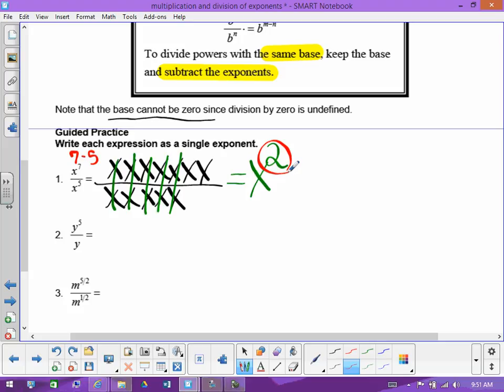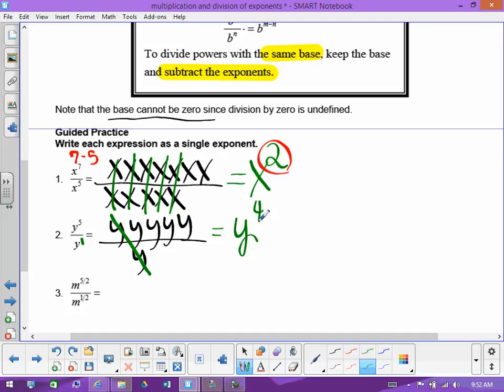Okay, number 2. We have y to the 5th. It'll be y to the 4th, because I have one y down here. I would suggest that on all of your problems, if you've got a single letter, you go and put the 1 there. It's going to make it a lot easier for you later. Therefore, I can say 5 minus 1 is 4, or I can mark that one out. We're left with y to the 4th.